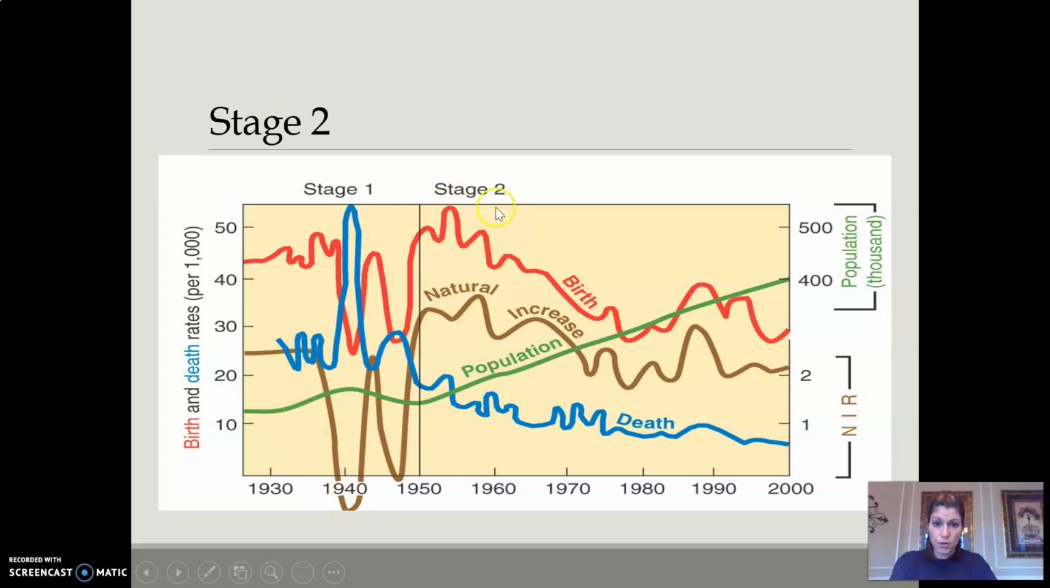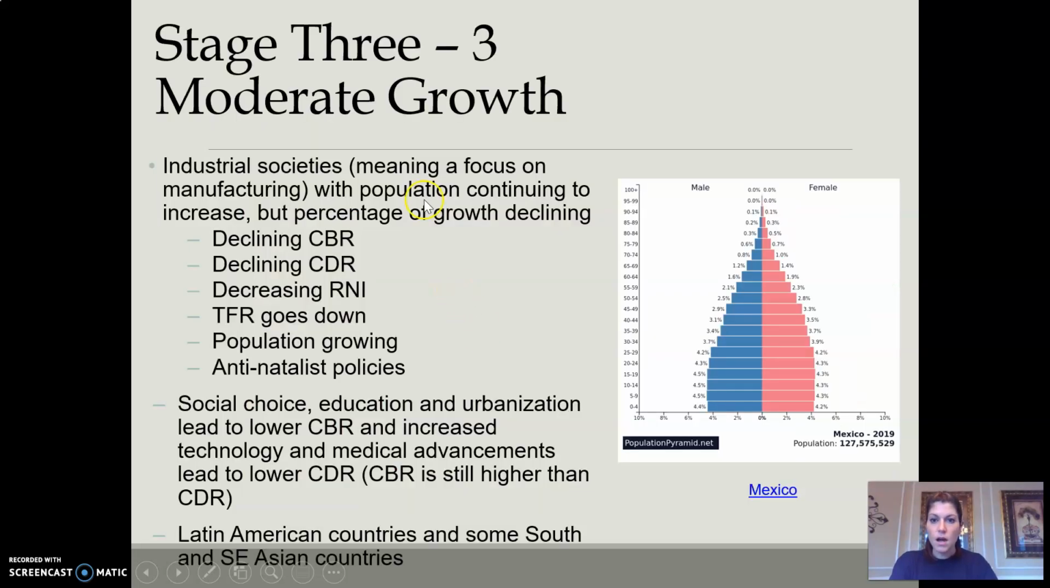In stage 2, birth rates still remain high, death rates drop. So again, we're going to see that natural increase rate really changing right here. Our stage 3 is moderate growth. So this is where we're going to start to see an industrialized society. There's going to be that shift from the primary sector to manufacturing.